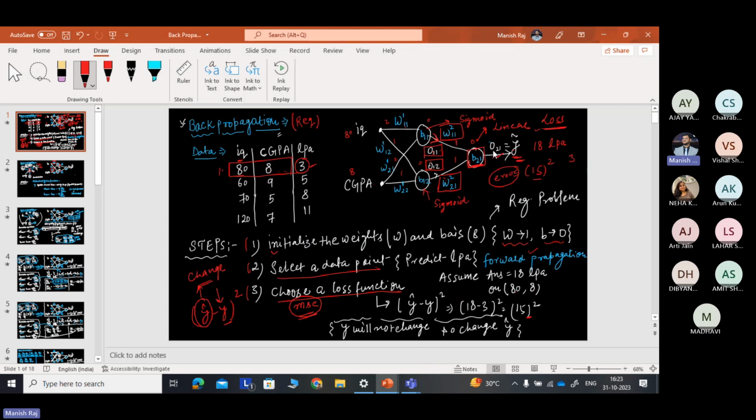Yes, that part is clear for the back propagation. Why the name of back propagation is back propagation? That part is clear to everyone. Yes, sir. Everyone is with me? Yes, sir.